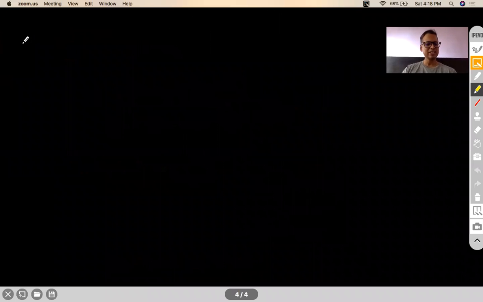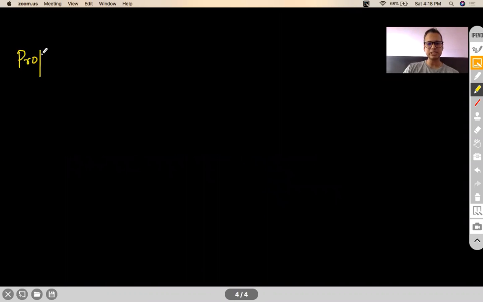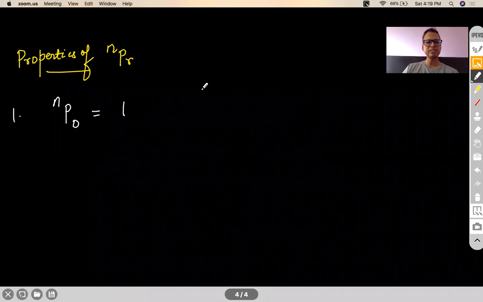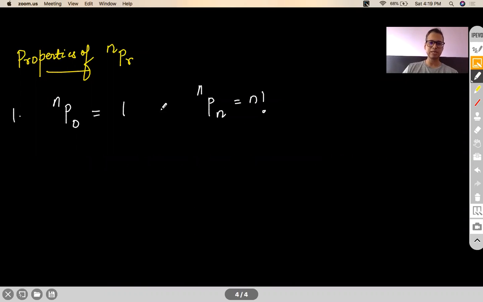Okay. Let us now look into properties of NPR. The first thing that we need to remember and keep in mind is that NP0 is 1, but NPN is equal to n factorial. NP0 is 1. That is, the number of ways in which you can arrange 0 people chosen from n people is 1. Right? Don't do anything. Automatically it is taken care of.